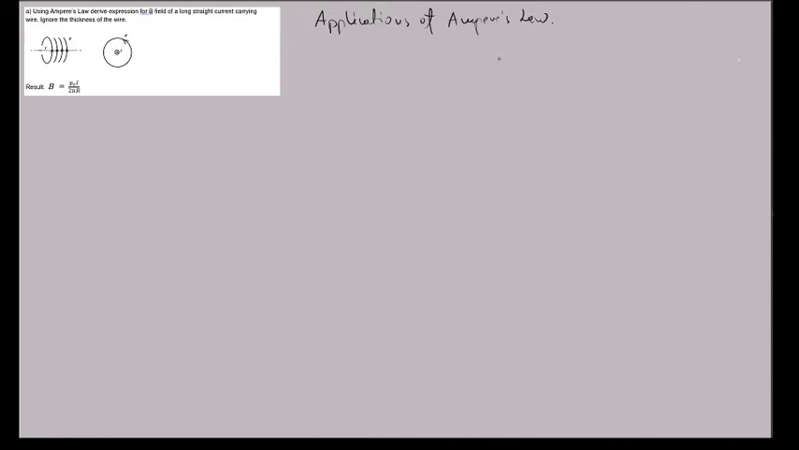So here's the first one, and this is on your worksheet. What it says is, using Ampere's law, derive an expression for the magnetic field of a long straight current carrying wire. We already did this with Biot-Savart's law, and we got this answer here. It took some work. It wasn't necessarily easy, but it wasn't all that complicated. Still, this is going to be even easier.